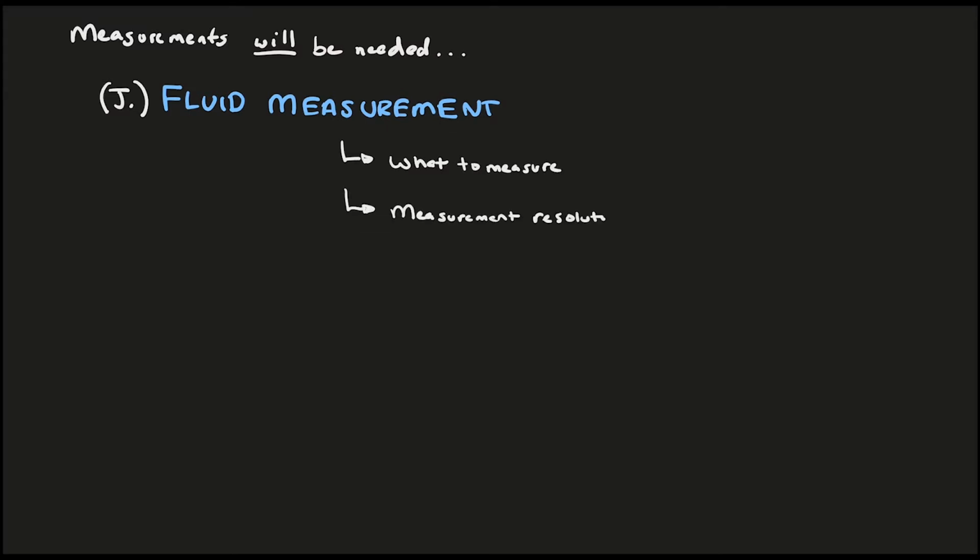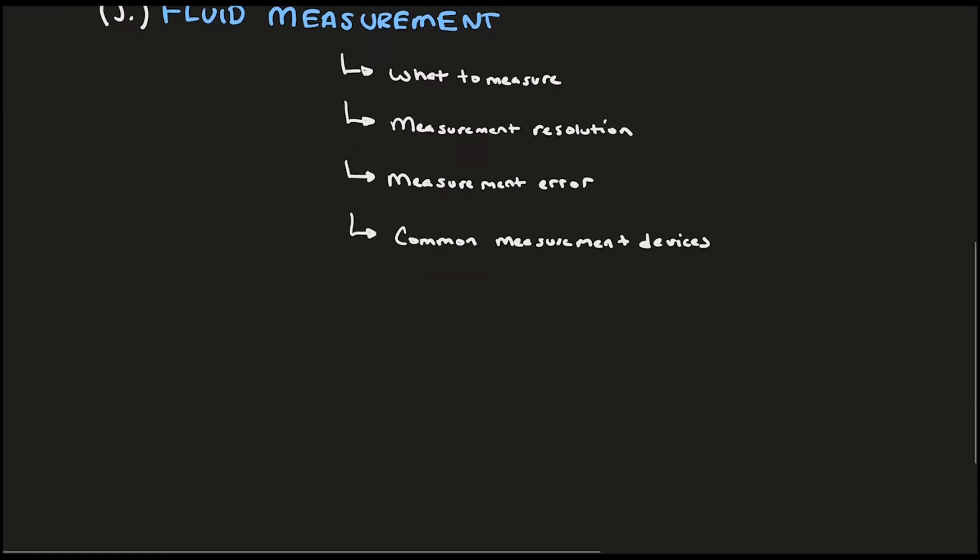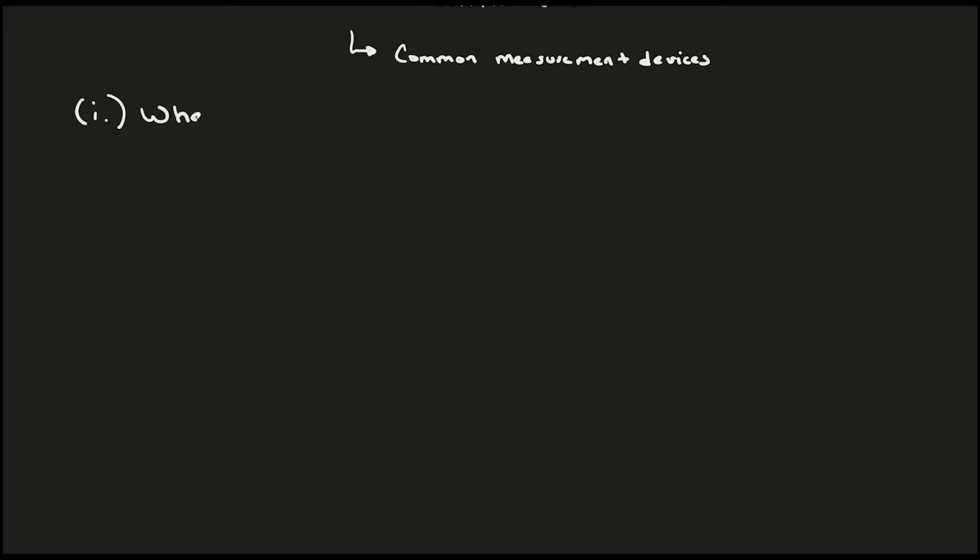Then we will explore measurement resolution, or how detailed we can make our measurements, and also measurement error, quantifying the inevitability that our sensors are not perfectly accurate. Lastly, we will go over common measurement devices and fluids and organize them based on capability and cost. Okay, let's have at it.